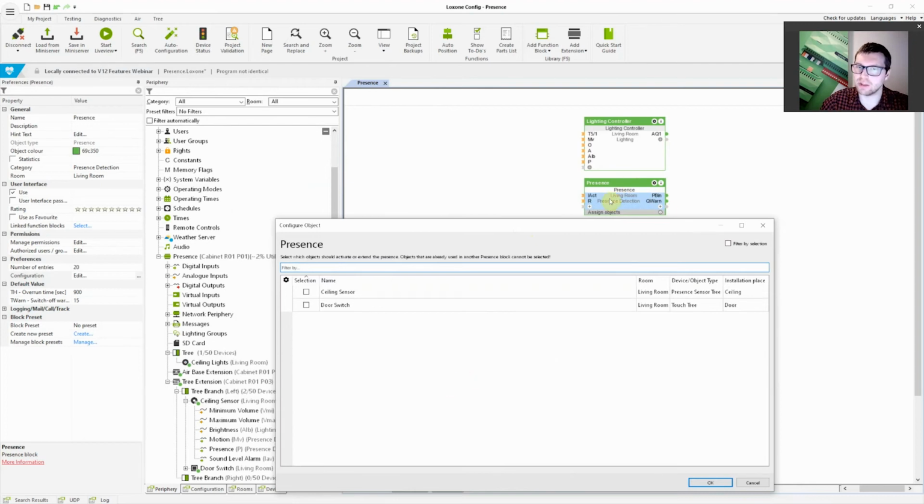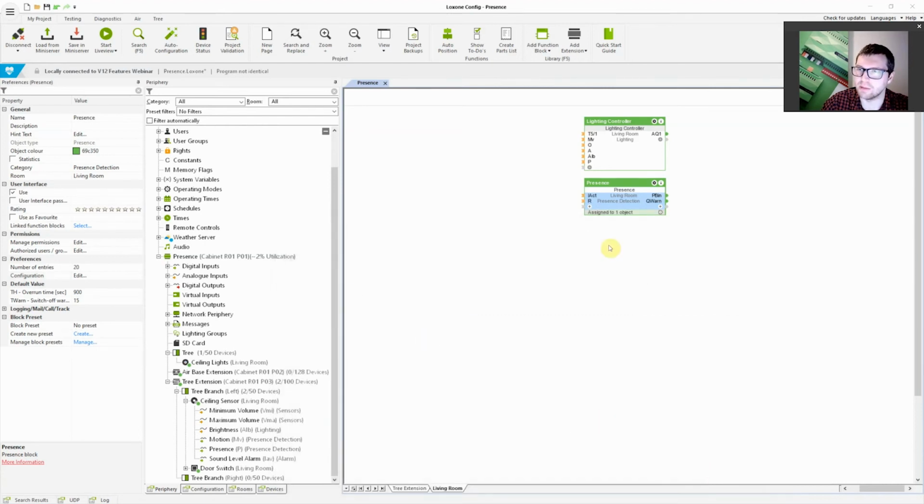So as you see, when I add the presence block to a page, I have the option of my ceiling sensor, which is my presence sensor, or my switch, or both. So one or both of these could be made a presence input. I'm going to choose just the sensor for demonstration purposes and press OK. The sensor is now intrinsically linked within this block. This block's output, P-bin, then links to the P input of your lighting controller, not the MV input.